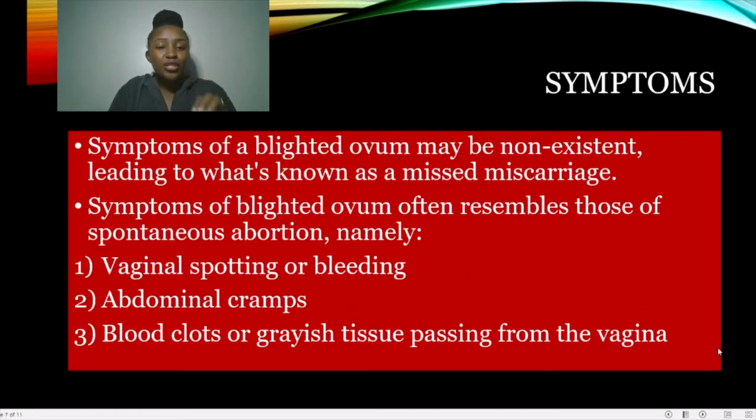Usually, there are no symptoms associated with blighted ovum except when the abortion is happening or has happened, and usually this is called a missed abortion or a missed miscarriage. The symptoms therefore will include vaginal spotting and bleeding, abdominal cramping, and blood clots or grayish tissue passing from the vagina. Sometimes this could be still very mild and the woman may not even know that they're experiencing an abortion, not unless they go for a medical checkup.